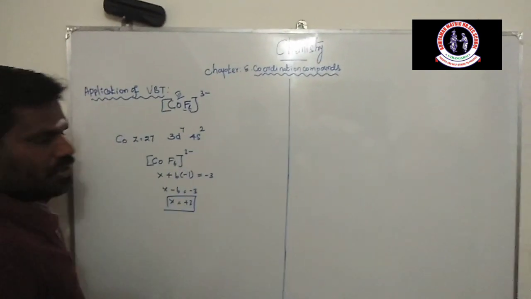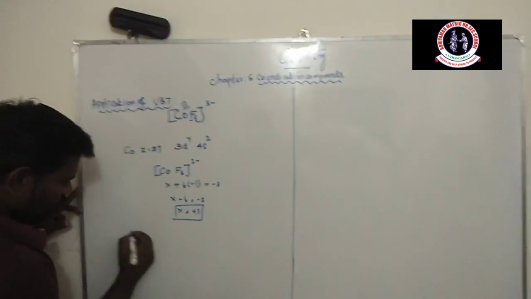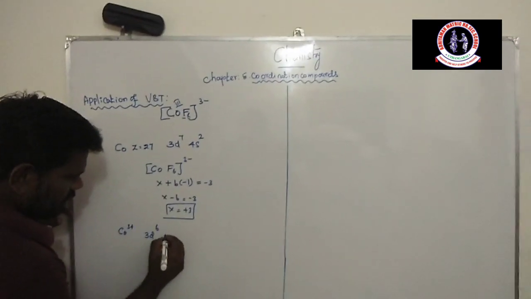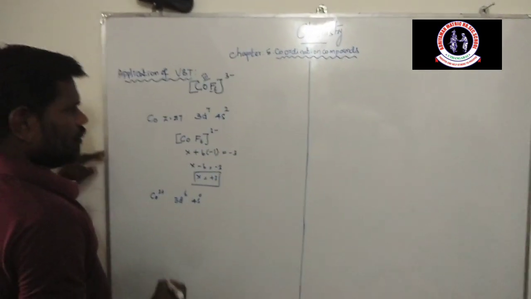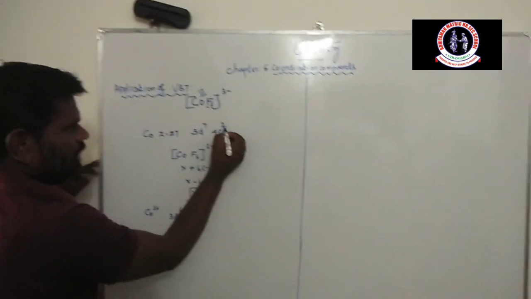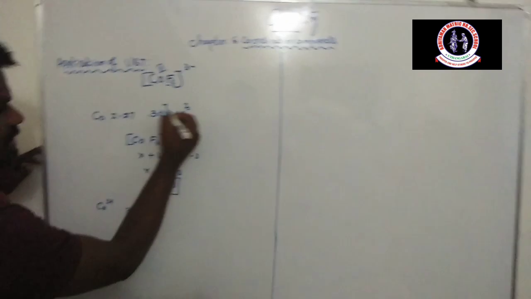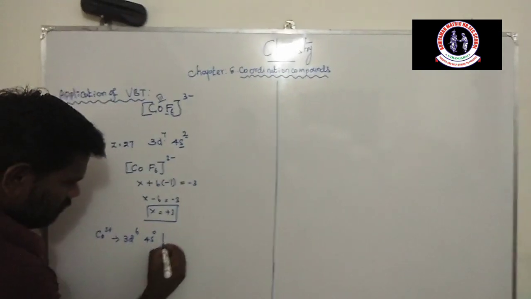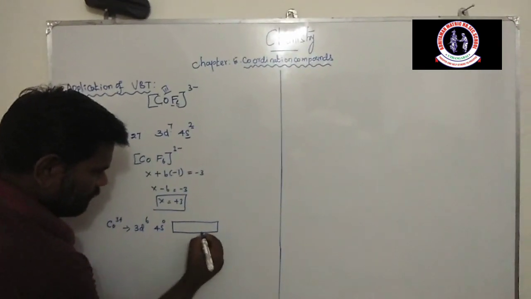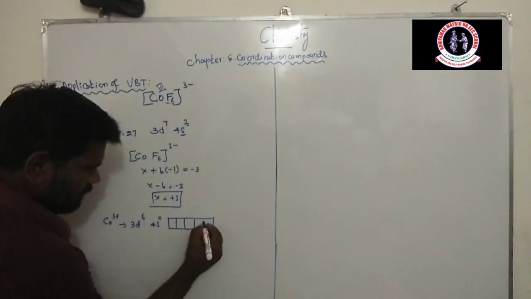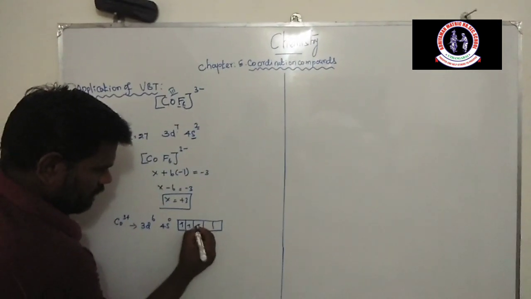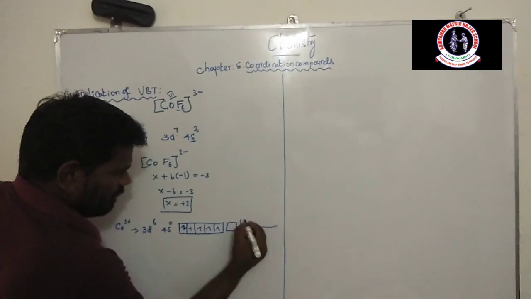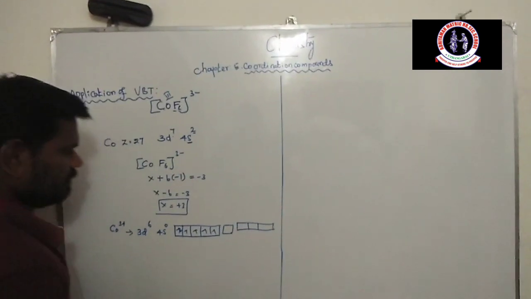Now here, loss of 3 electrons from the valence shell. So Co3+ is 3d6 4s0. Why? Because here there is loss of 2 electrons from the s orbital and 1 electron from the d orbital. Finally we are getting the 3d6 configuration. Now the electron configuration of 3d6 is 1 2 3 4 5 6, and the 4s and 4p orbitals are vacant.